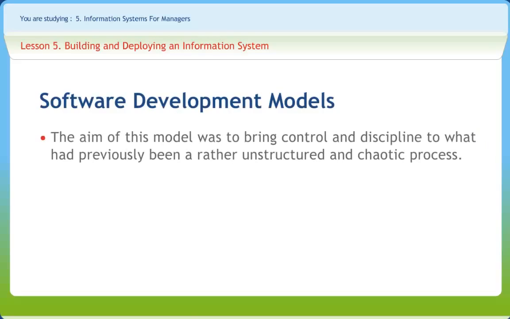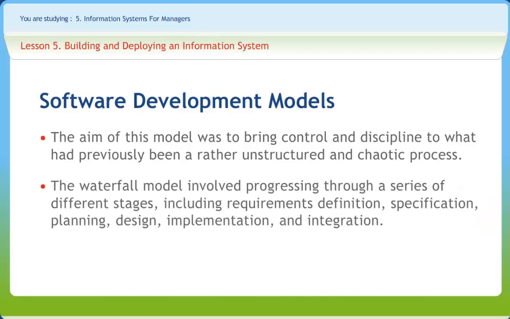The aim of the waterfall model was to bring control and discipline to what had previously been a rather unstructured and chaotic process. It involved progressing through a series of different stages, including requirements definition, specification, planning, design, implementation, and integration. While the waterfall model of development proved to be a successful response to early problems that had plagued software development, increasing dissatisfaction was expressed with its results in the years that followed. The criticism was especially strong in environments where considerable uncertainty surrounded either the product's customer requirements or its needed technical solutions.